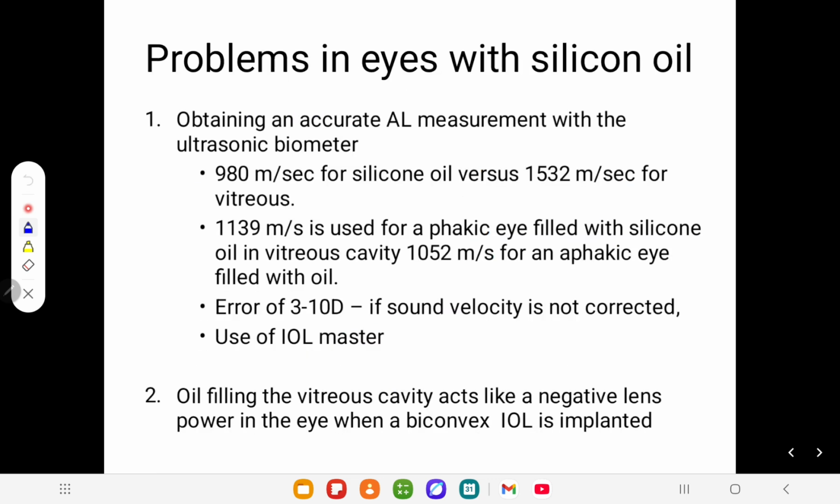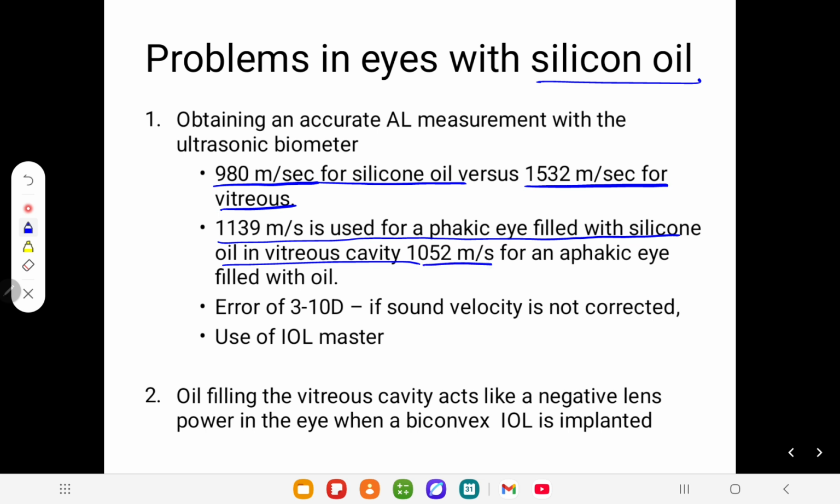So, problems in eyes with silicone oil. What happens in the eye with silicone oil? It's very important. Obtaining an accurate axial length measurement with ultrasonic biometry is very important. But in this particular case, the speed is 980 meters per second for silicone oil versus 1532 for the vitreous. That's why the speed varies a lot. So 1139 is used for the phakic eye filled with silicone oil in the vitreous cavity, and 1052 for the pseudophakic eye filled with oil.